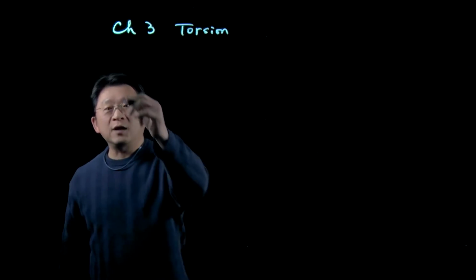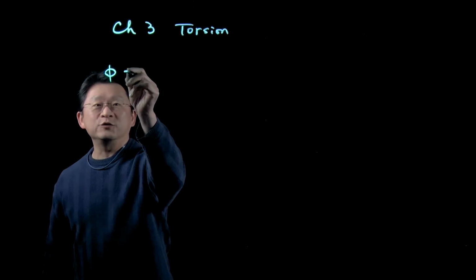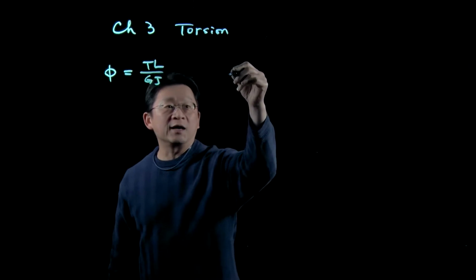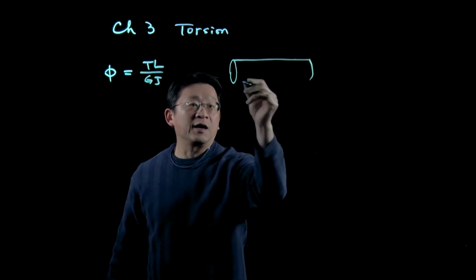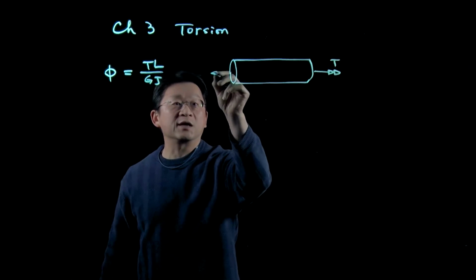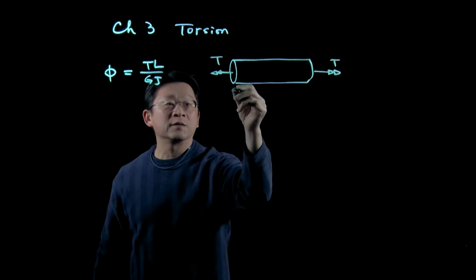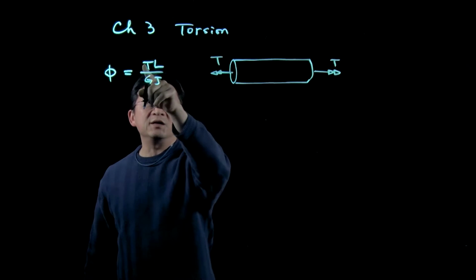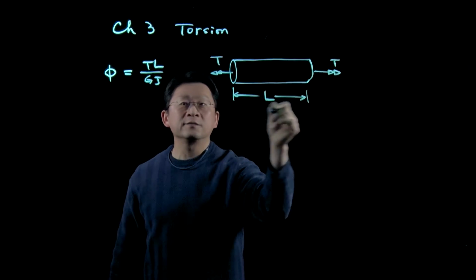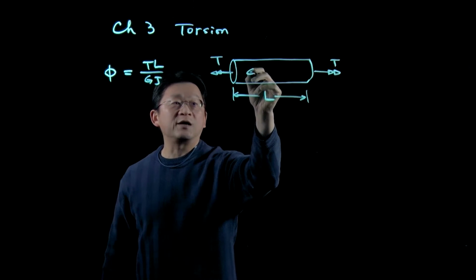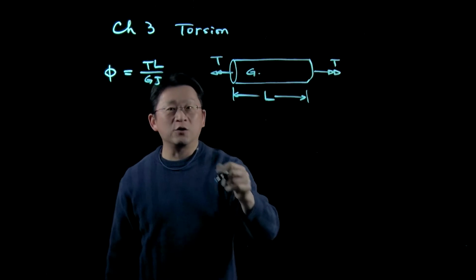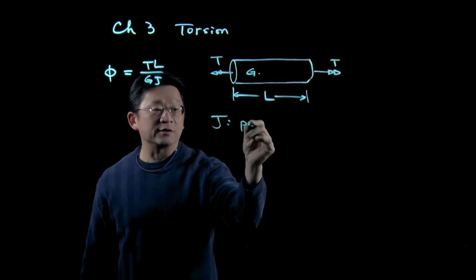Once you learn how to calculate the angle of twist equal to TL over GJ, let me describe. This is the shaft under a torsion, and allow me to use the double arrow to indicate the direction, the sense of the torsion. T is the torque we applied, and L is the length of the shaft. G is the rigidity modulus of the material. And what is J? J is called the polar moment of inertia.